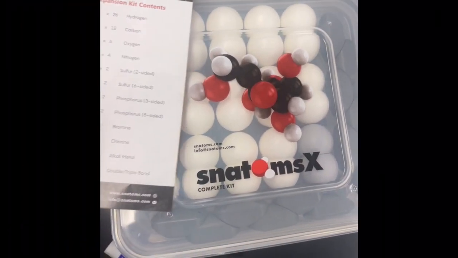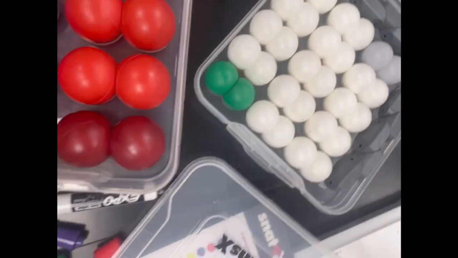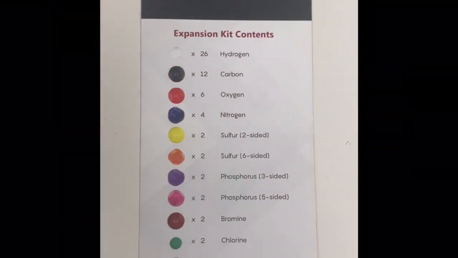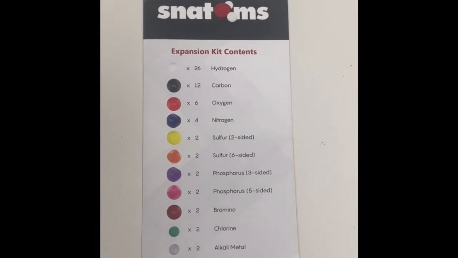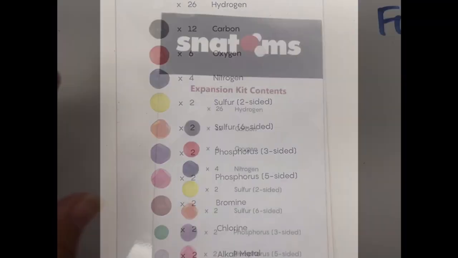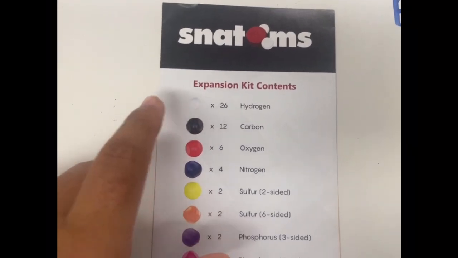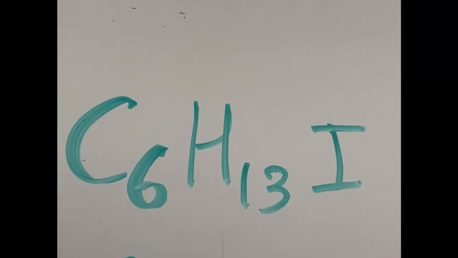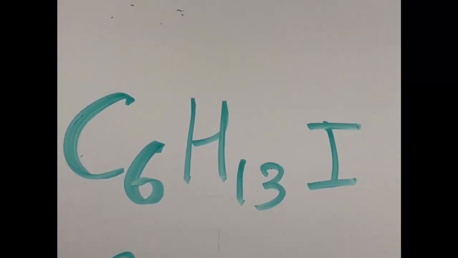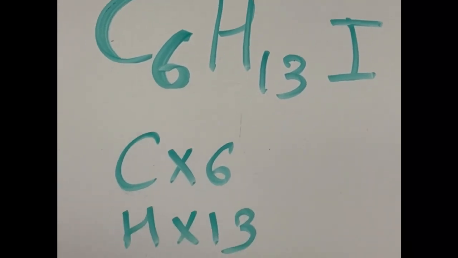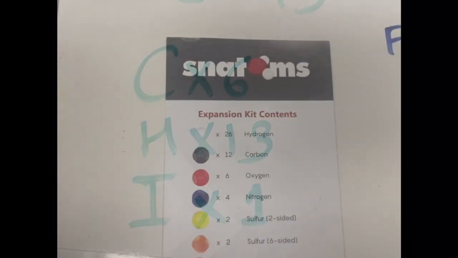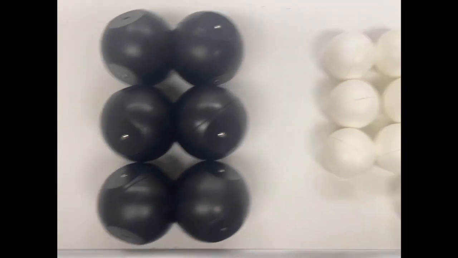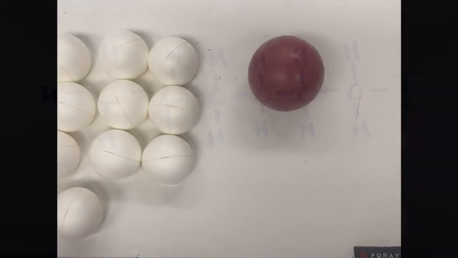To build 1-iodohexane, we will be using the Snatoms kit, which looks something like this. We can see that different colors are used to represent different atoms. White is used to represent hydrogen, whereas black is used for carbon. Going back to our molecular formula for 1-iodohexane, we know that we need 6 carbons, 13 hydrogens, and 1 iodine. Now, using the Snatoms model kit, I can grab my 6 carbons, 13 hydrogens, and 1 iodine.